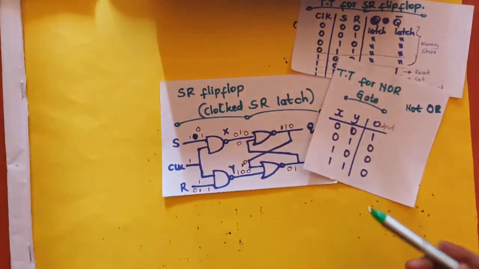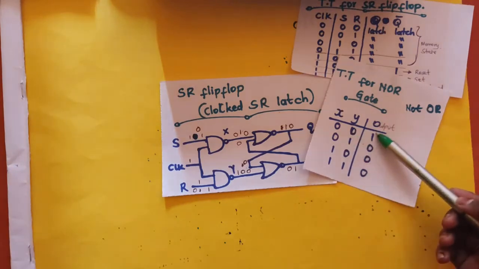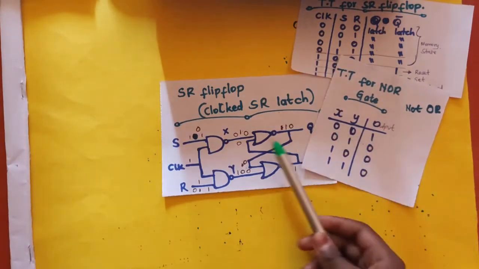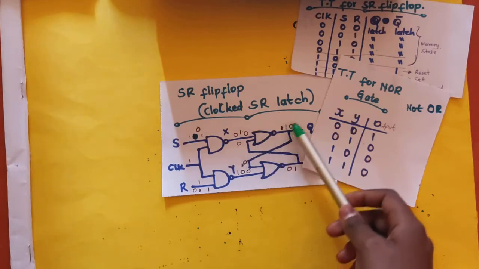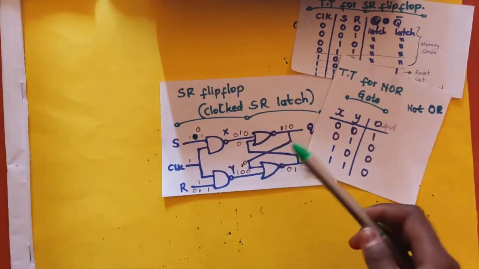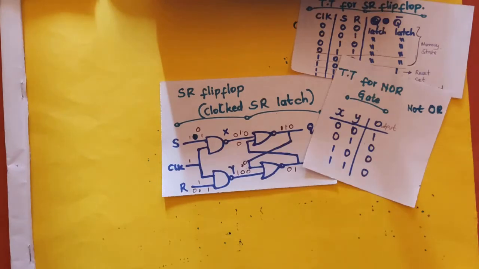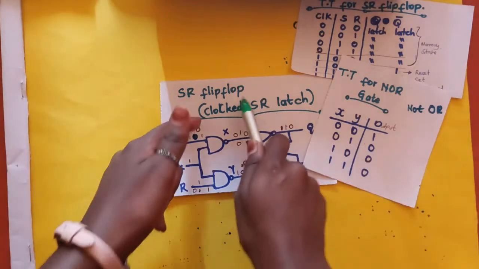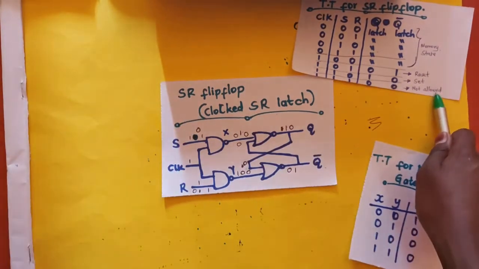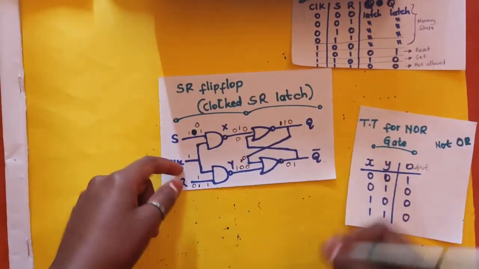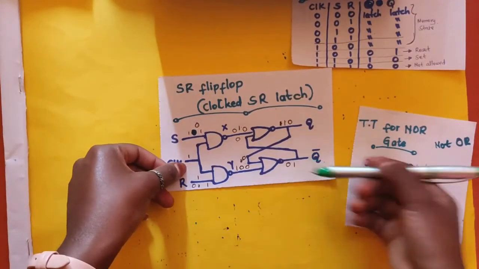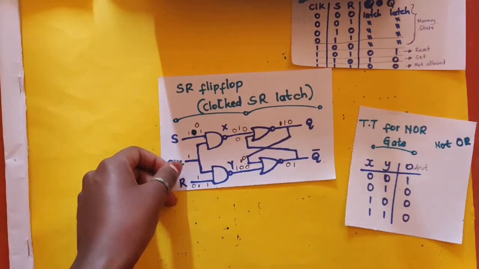Now, let's look at it. When we have a 0, 0, it can either be a 1 or a 0. So it's not really determined what the output will be. The output may be a 1, it may be a 0. We are not really sure. That's the SR latch, and that's the not allowed state. Therefore, the output can be a 1 or a 0, and that's an invalid state.